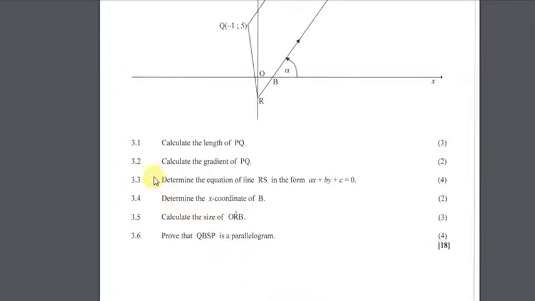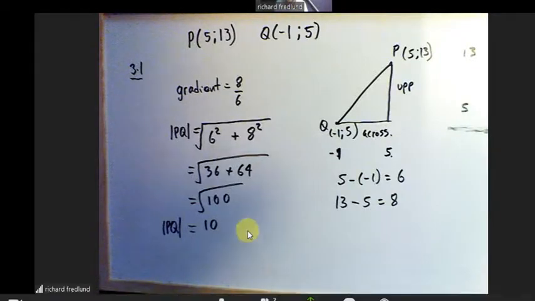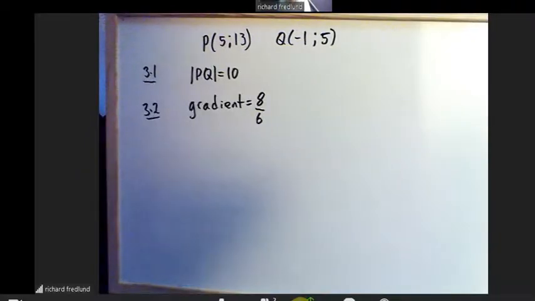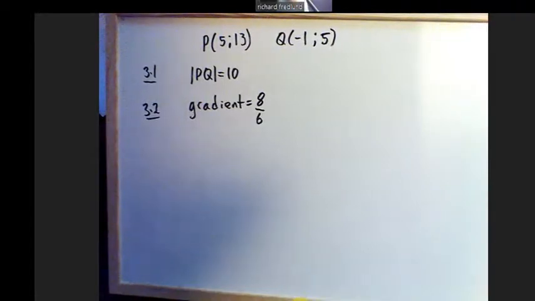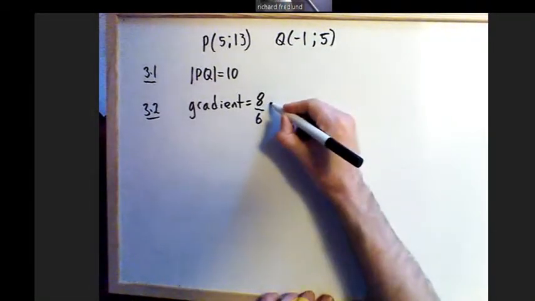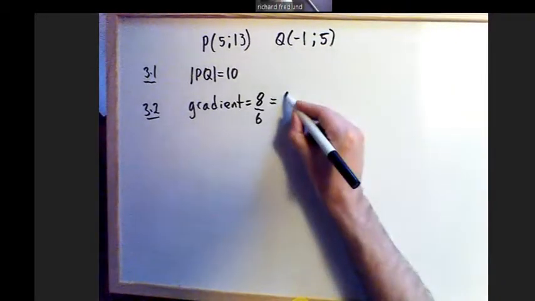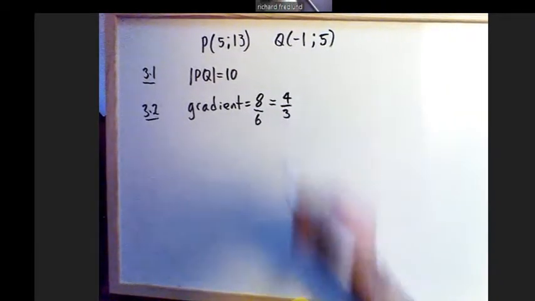And question 3.2 is calculate the gradient of PQ. And as you can see, we've already done that, because up over across is the gradient. Gradient is going to be 8 over 6. So that's the answer to 3.1 and 3.2. The answer to 3.1, PQ is 10, and 3.2, gradient is 8 over 6. And we can just simplify that by noticing they're both even numbers. So that's going to be 4 over 3.